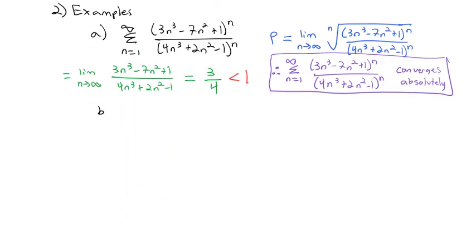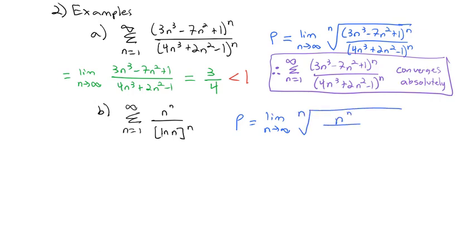Let's try one more example of the root test. Let's take the sum as n goes from 1 to infinity of n to the n power over the natural log of n raised to the n power. Again, rho is going to be equal to the limit as n goes to infinity. Because we have n powers, we're thinking the root test, where we take the nth root of n to the n over the natural log of n to the n power. Well, the nth root and the nth exponents will be inverses of each other, leaving us with just the limit as n goes to infinity of n over the natural log of n.